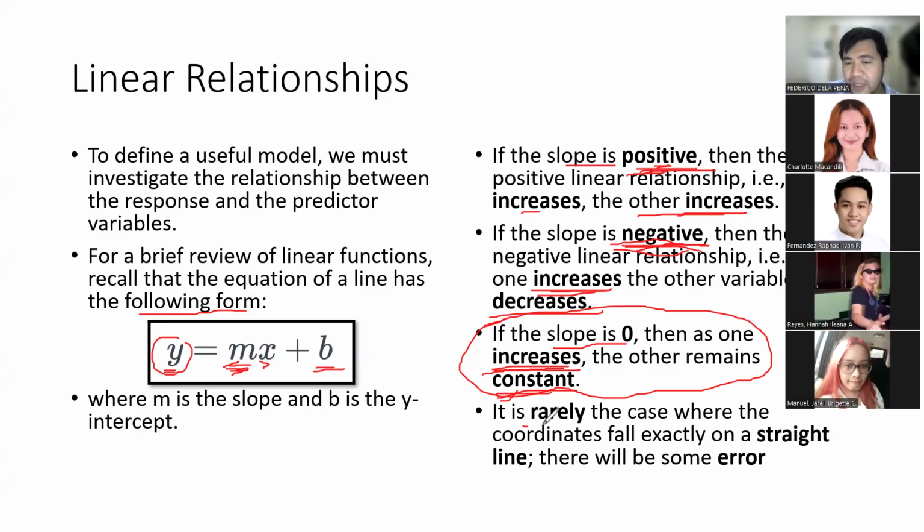We also have to take note that the regression line will rarely fall exactly on the straight line. There will always be some scatter, there will always be some error.